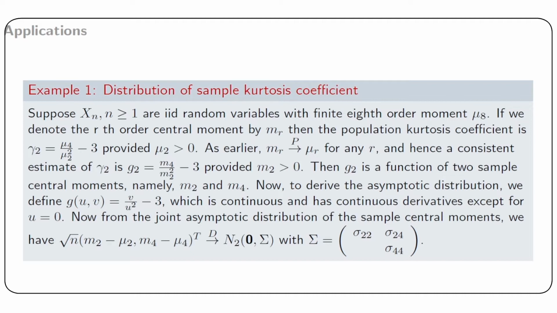Now from the joint asymptotic distribution of the sample central moments, we have the large sample distribution of m2 and m4 as a bivariate normal with mean 0 and dispersion matrix sigma, where sigma has elements sigma 22 and sigma 24 in the first row, and because of the symmetry we only need to consider the next diagonal element, which is sigma 44. This sigma 22, sigma 24 and sigma 44 all are defined in our previous modules.